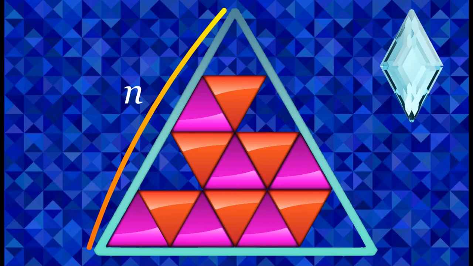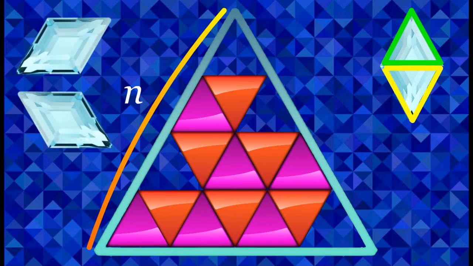A diamond is a shape which consists of upward and downward unit triangles. These triangles can be composed one above the other, or one beside the other.